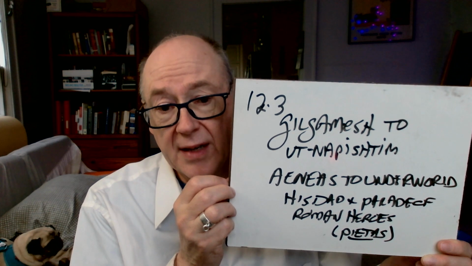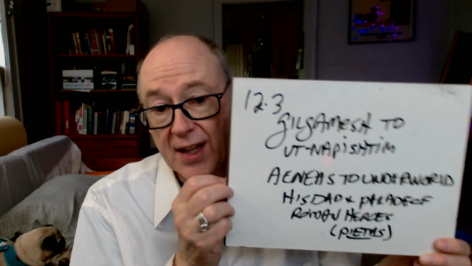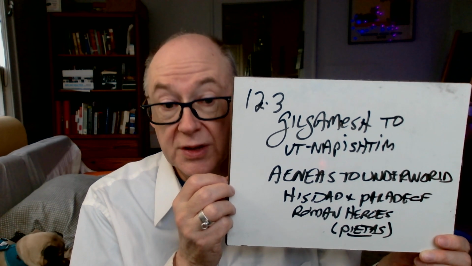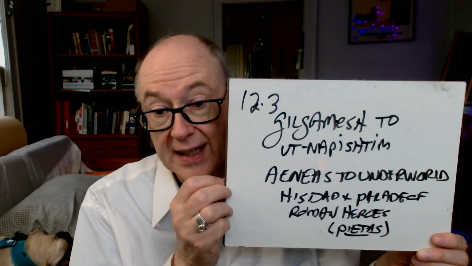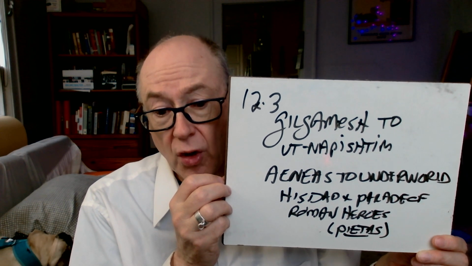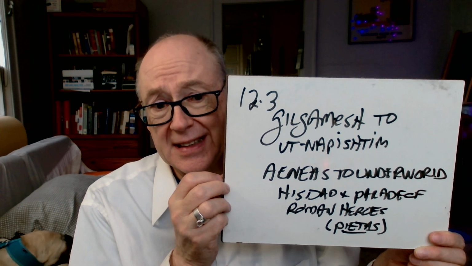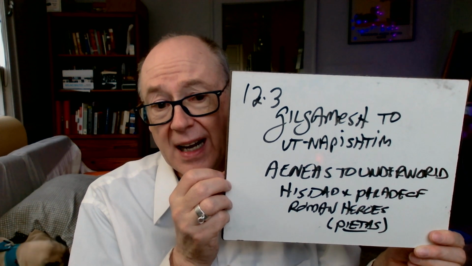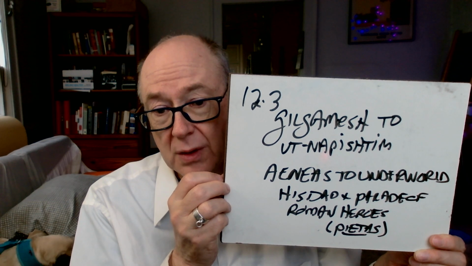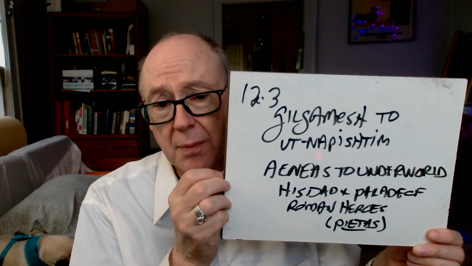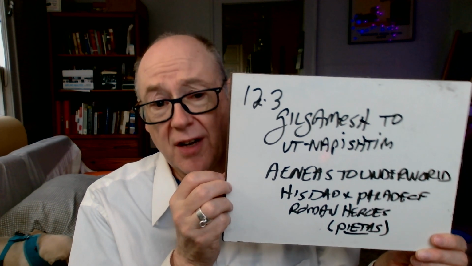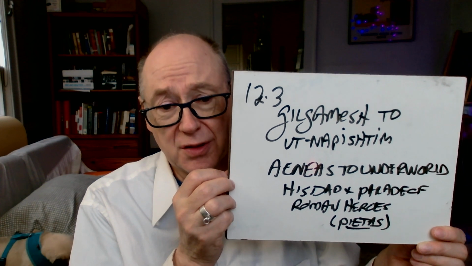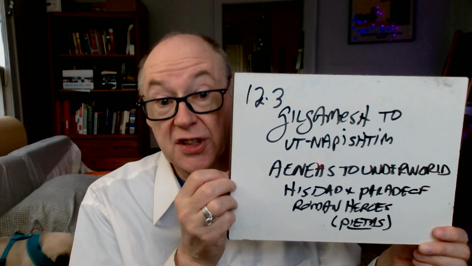Gilgamesh wants immortality because he witnessed the death of Enkidu. And Enkidu, who was his friend and was a great hero like him, died of a long wasting disease. He basically just sort of got sicker and sicker and died. Gilgamesh watches the body decompose, and it's described in some detail, so it's pretty gross. Gilgamesh does not want that to happen.